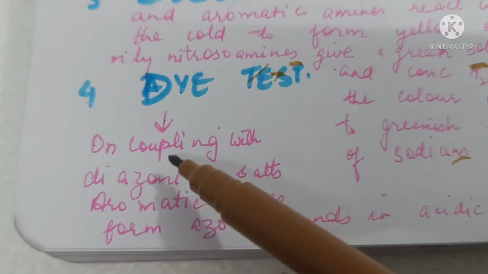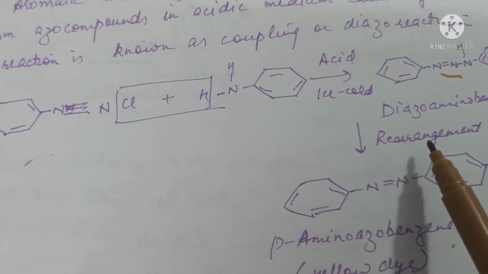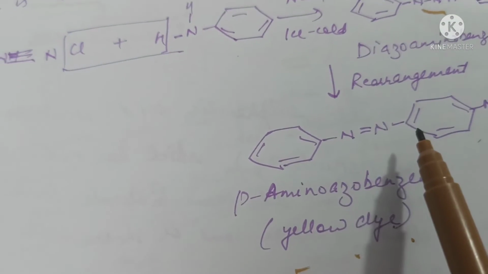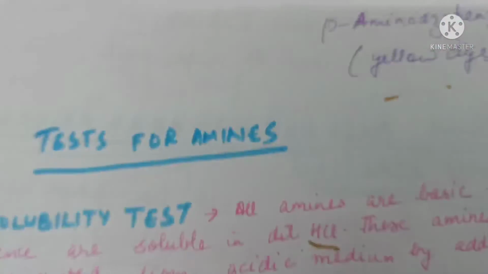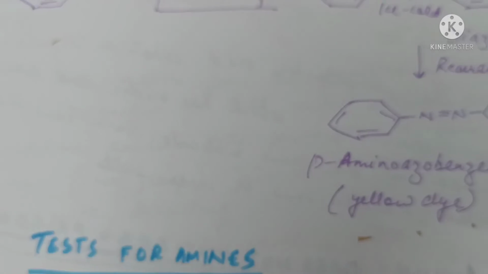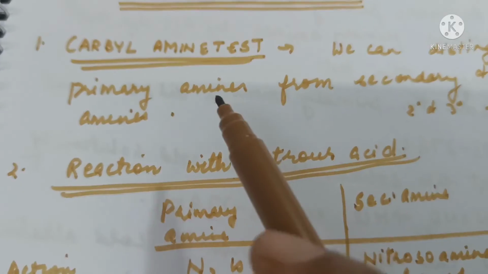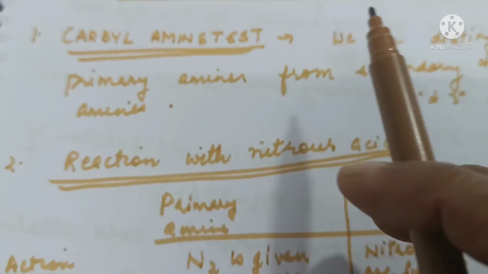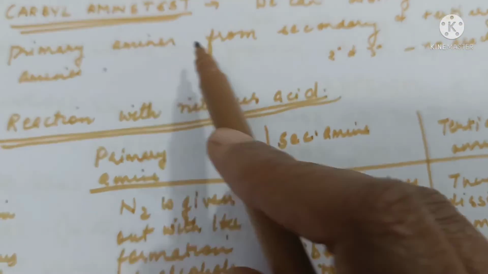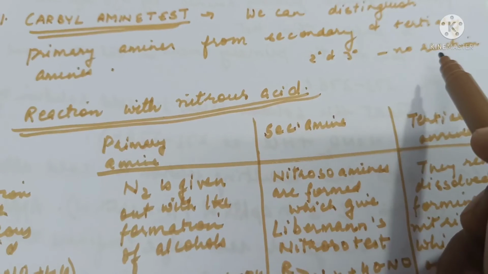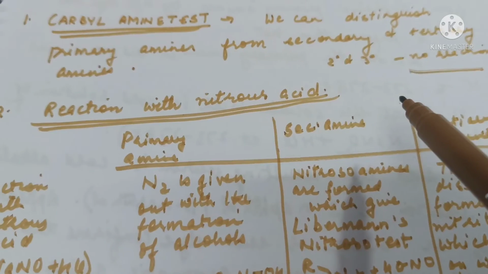Dye test. On coupling with diazonium salts, aromatic amines form azo compounds in acidic medium, which are called dyes. So in this case, yellow dye is formed. Distinction between primary, secondary and tertiary amines. So we can distinguish between them. Primary amine will give carbylamine test. Bad smell of isocyanide is produced, whereas secondary and tertiary amines will not give this reaction.